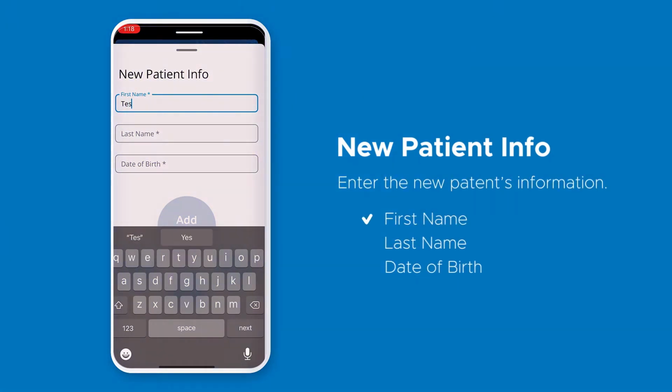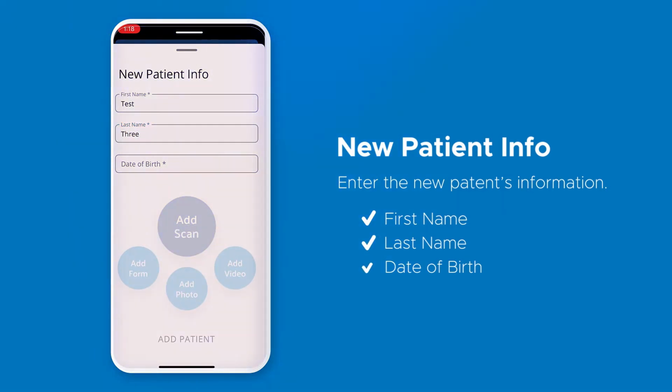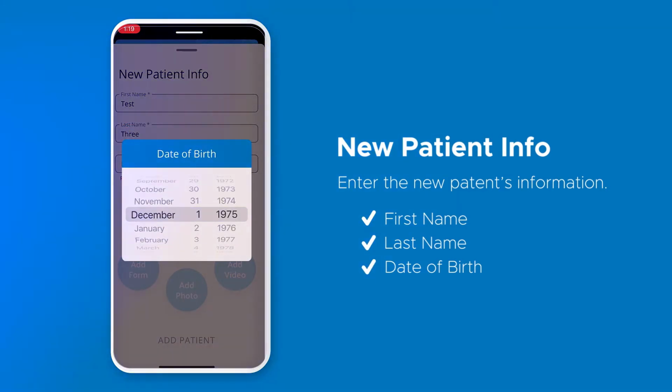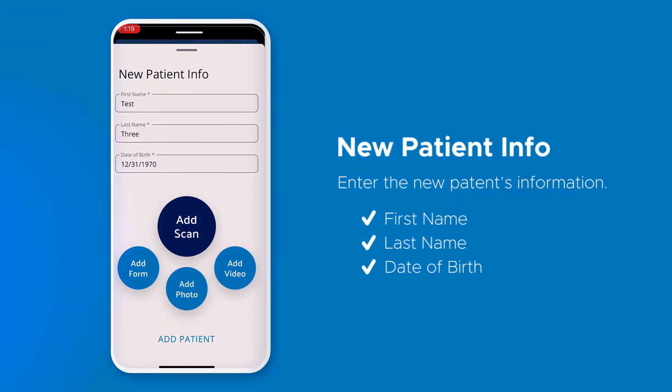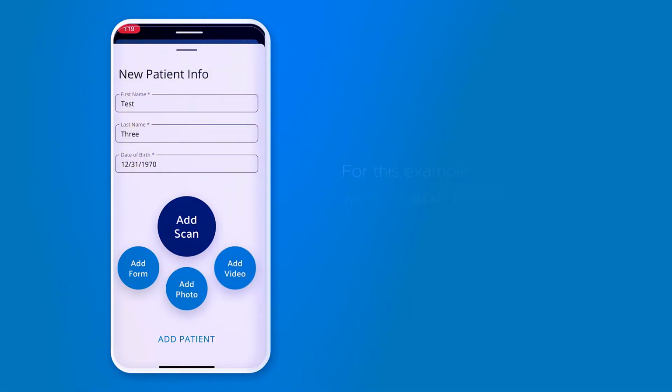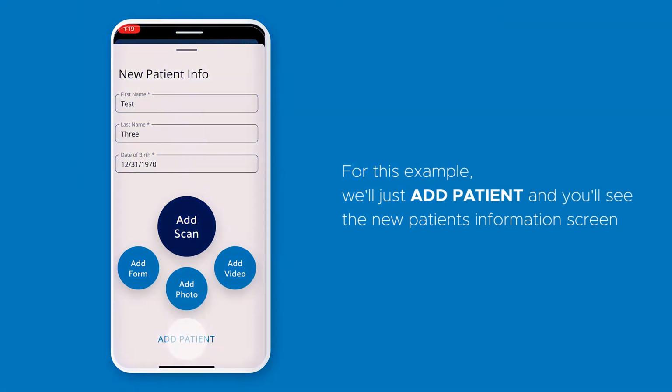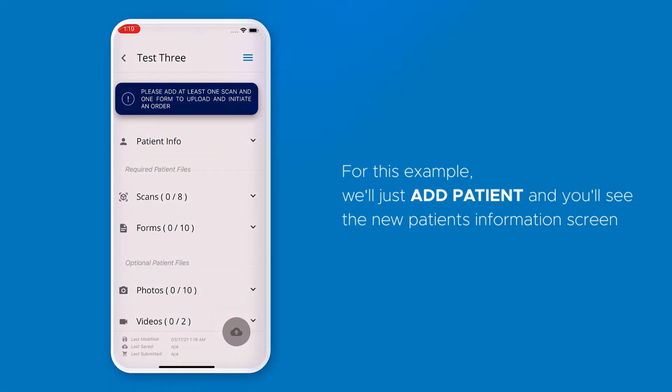Enter the patient's first name, last name, and date of birth. Then you'll have the option to add a scan, add a form, add a photo, or add a video. For this example, we'll just add patient, and you'll see the new patient's information screen.